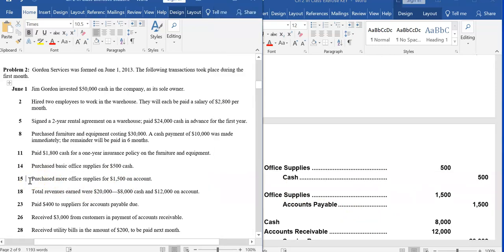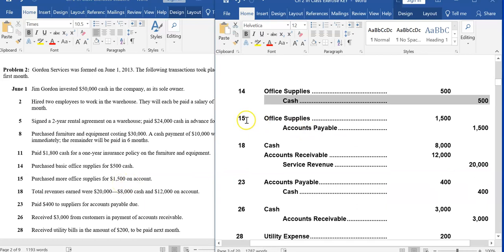On the 15th, this time we purchased more office supplies, but we purchased them on account. We bought more office supplies. It is an asset, so we are increasing it with a debit. We haven't paid for that purchase yet, so we didn't spend cash. We now have more liabilities. To increase our liabilities, we need to credit accounts payable.